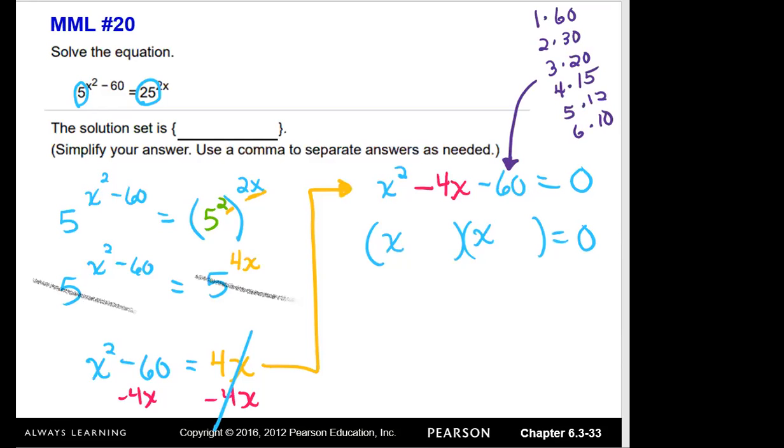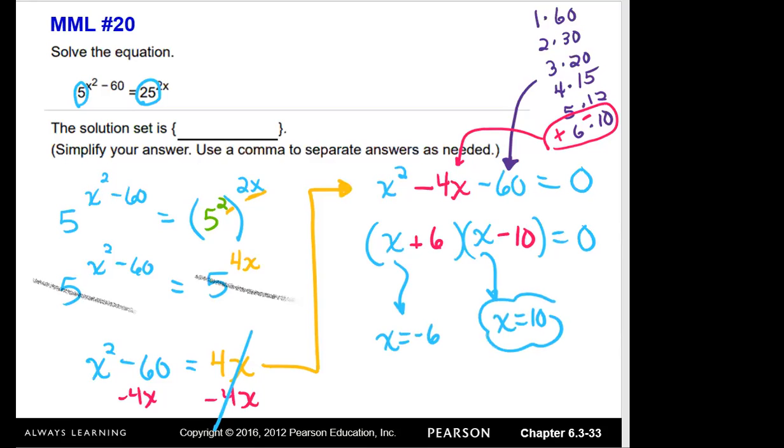There they are. And I would need a positive 6 and a negative 10 to add up to the negative 4. So I'm going to put a positive 6 and a negative 10 right there. And my two possible answers for x, this x would have to be a negative 6 and this x would have to be a positive 10. And either one of them works. They do both check. If you are so inclined to plug them and chug them, they do both work.